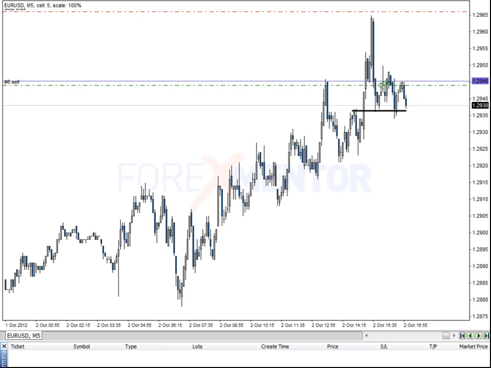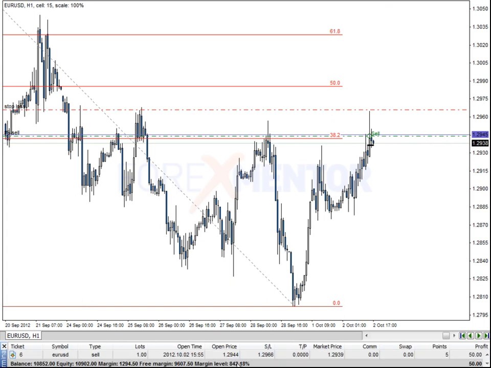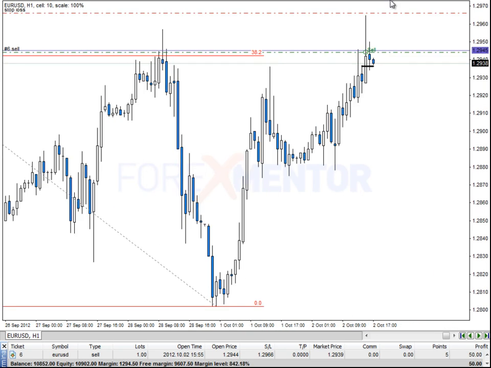Just comes right back again. Let's just have a look at the hourly chart, what's going on here. I'll just go to open position. So there's the open position right there. And there's the hourly chart.